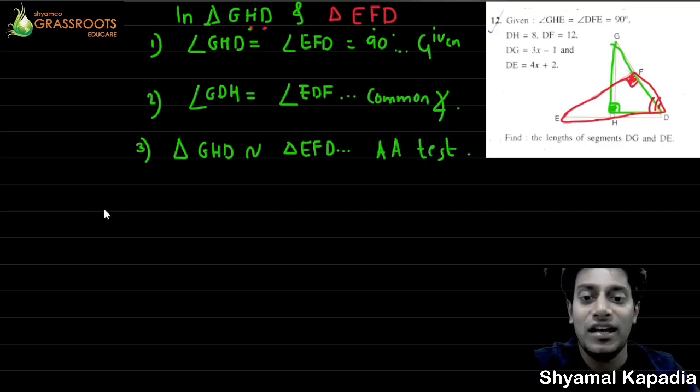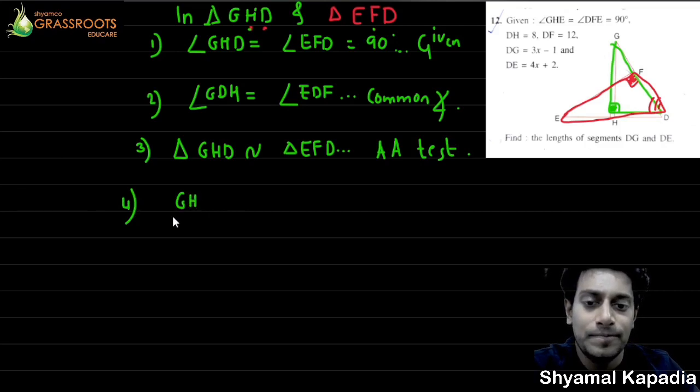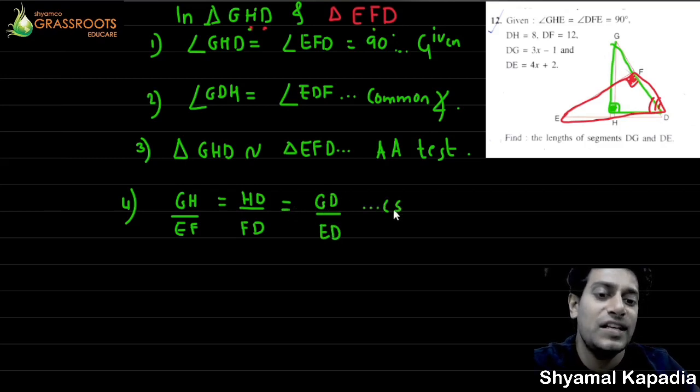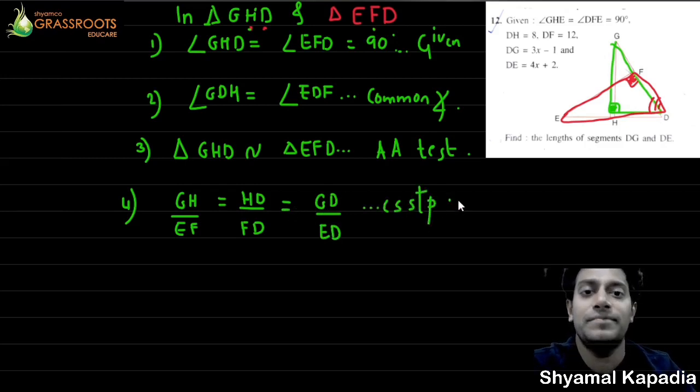And then you write the ratio, which is very much obvious. So GH upon EF is equal to HD upon FD is equal to GD upon ED. The reason is CSSTP. All you do is substitute. Now check.